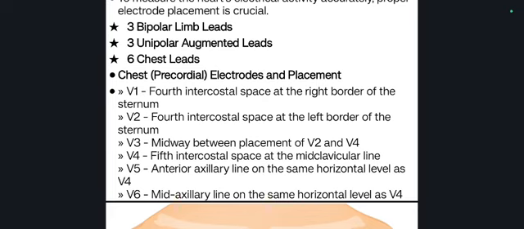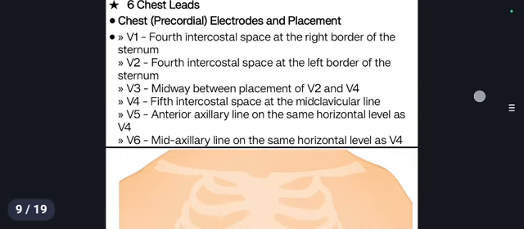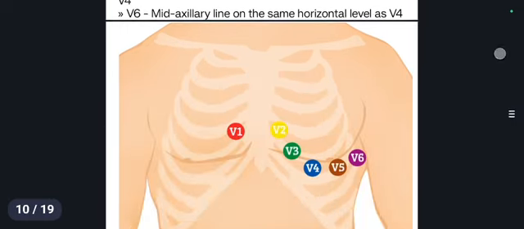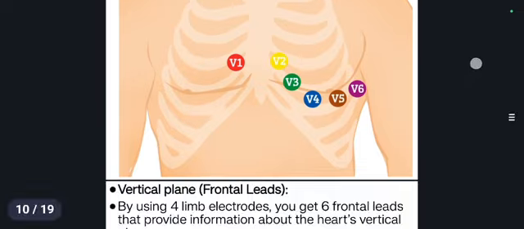V3 is midway between the placement of V2 and V4, and V4 is in the fifth intercostal space at the mid-clavicular line. V5 is at the anterior axillary line on the same horizontal level as V4. V6 is at the mid-axillary line on the same horizontal level as V4. These are the 6 ECG lead placements in the chest. These are called the precordial leads. This diagram shows the lead placement of V1, V2, V3, V4, V5 and finally V6.